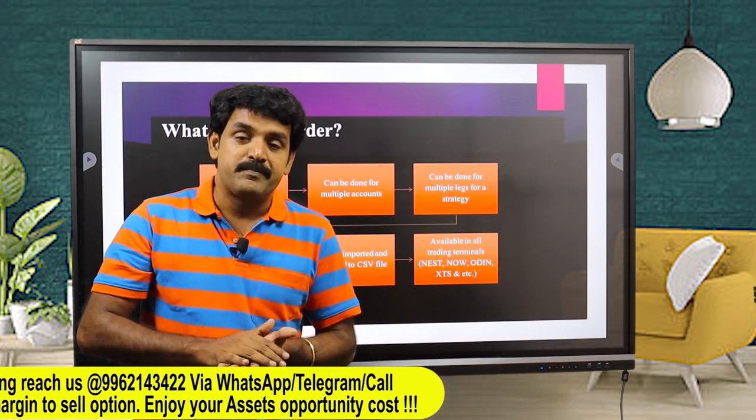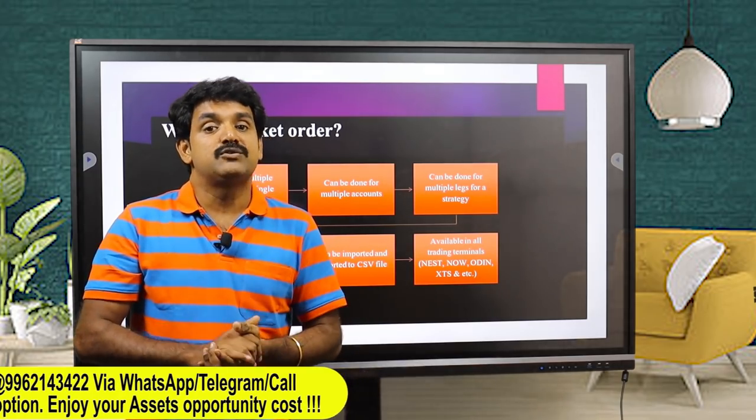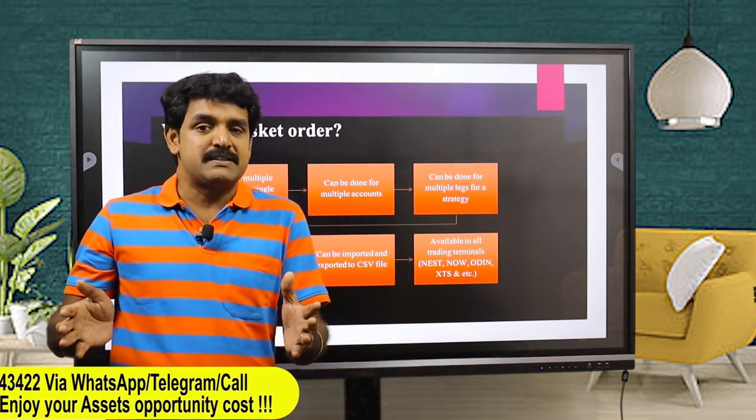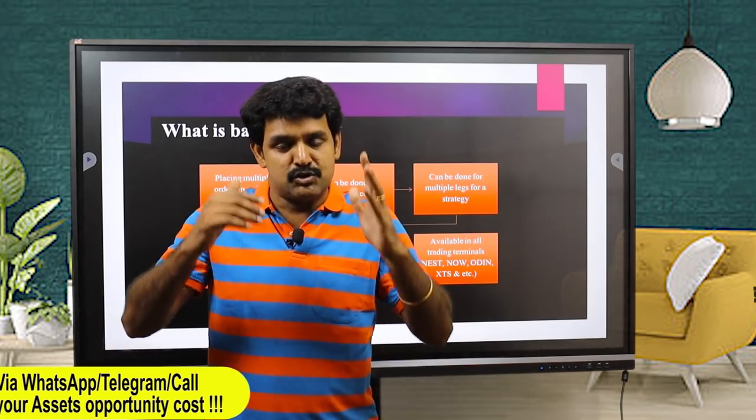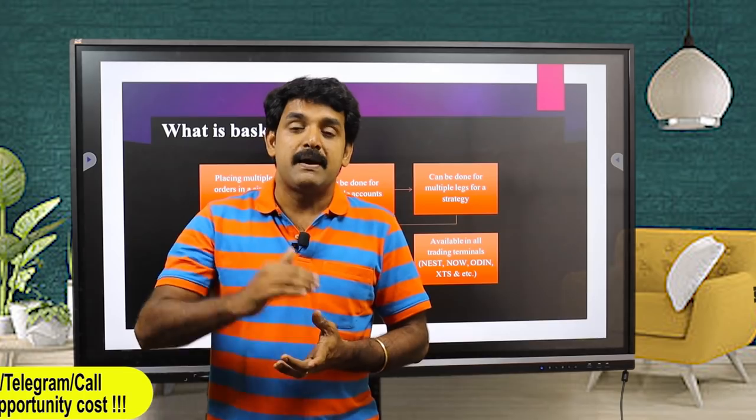If you have one account in which you are supposed to place multiple legs for a strategy, this can be done through the basket order. If you don't use the basket order, what will happen? Say for example, a short straddle. You are supposed to sell 16,000 call and 16,000 put. By the time you sell the 16,000 call, the market may come down, and you would have to sell the put at a different price. Thus, any strategy you want to execute, you should execute simultaneously so that you will not face any slippages or execution problems at all.